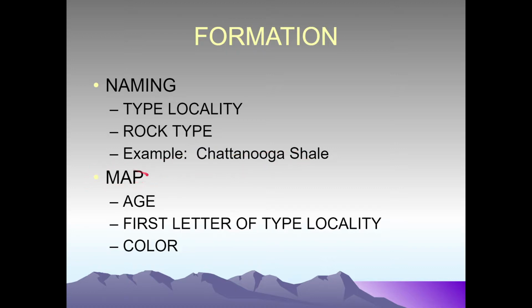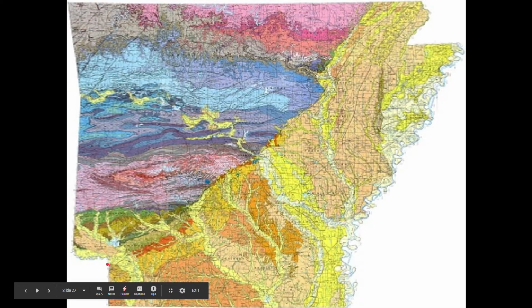When we put it into a map, and we'll look at the geologic map on the wall at a later date, you kind of have to figure out what the age is. On the map, there'll also be the first letter of the type locality, so something like the Chattanooga Shale. On the map, you'll actually put a little C, and it'll represent the Chattanooga Shale, and it'll have a certain color. But we'll look at the geologic map later and talk about that, unless it's my next image.